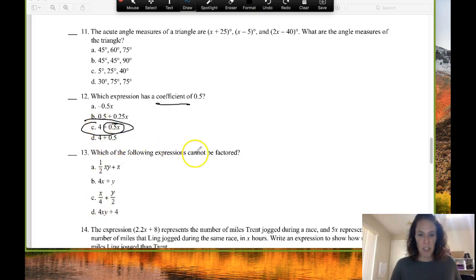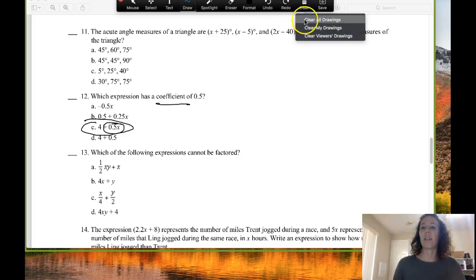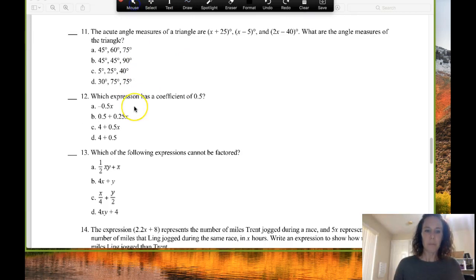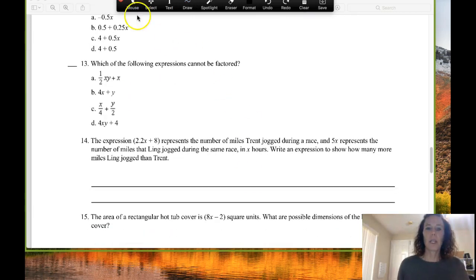All right, which of the following expressions cannot be factored? All right, to be factored, you have to have a common term. So it's like undoing the distributive property. Factoring is the undoing of the distributive property. So if you look here at this first one, do they have a greatest common factor that I could undo, pull out? Well, they both have an x term. So yes, I could factor out an x.